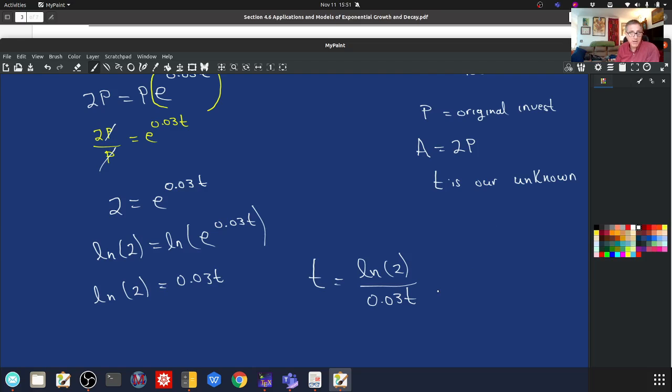If my T value comes out to be 1/2, I know I've done something wrong, right? Because it's not going to double in 1/2 of a year at that interest rate. So I'm thinking anywhere around 10 to 20 years. If I'm getting 50 years, I know I've done something wrong.